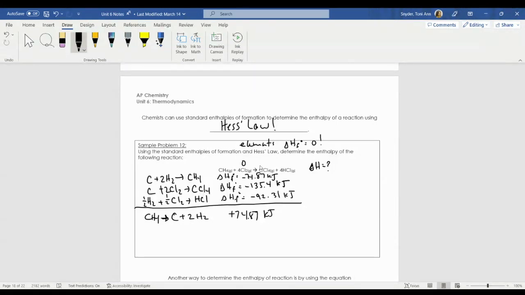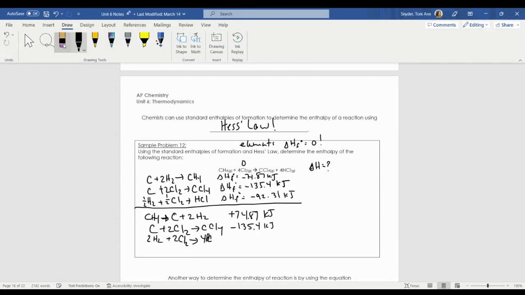Looks like carbon tetrachloride's on the right side, so I'm going to leave that guy. C plus 2Cl2 gives me CCl4. Delta H stays the same, negative 135.4 kilojoules. And then it looks like I have this one, and this guy's on the right side as well, except I do need 4 hydrochloric acid molecules. So I'm going to multiply this guy by 4. So 4 times 1/2 is 2 H2s. 4 times 1/2 is 2 Cl2s. And 4 times 1, of course, is 4 HCl.